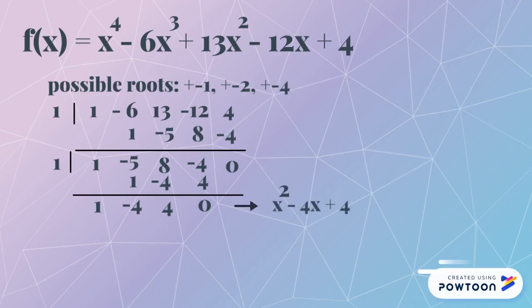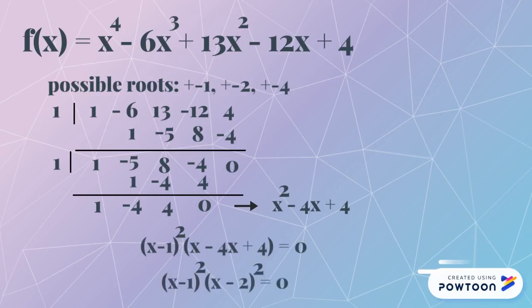This one can be a trinomial function of x² − 4x + 4. The equation of this function would be (x − 1)(x² − 4x + 4) = 0. Factor out the trinomial and we will have (x − 1)²(x − 2)² = 0.